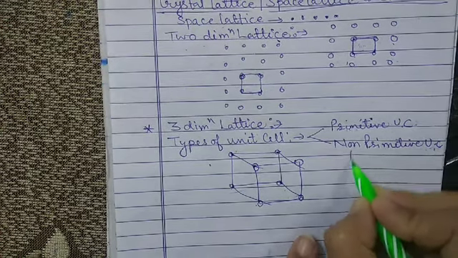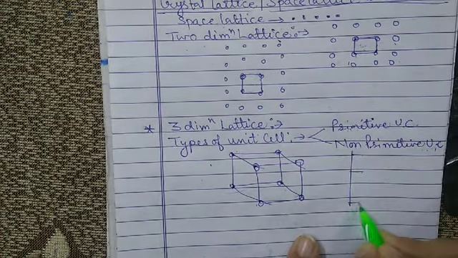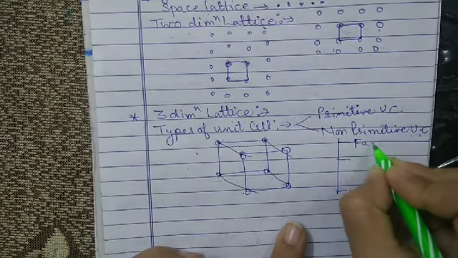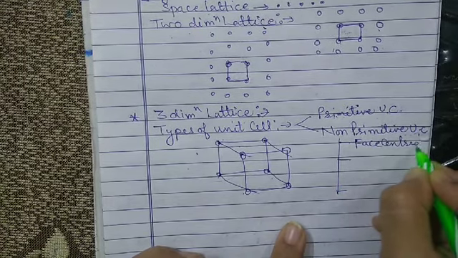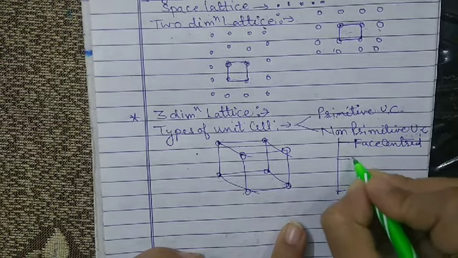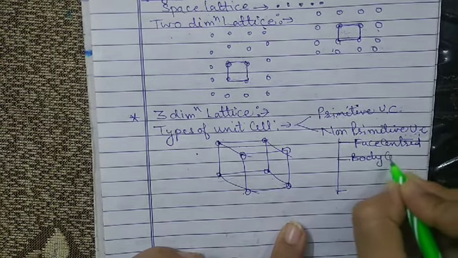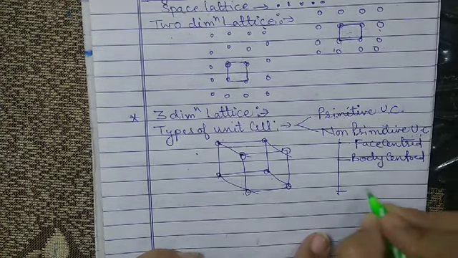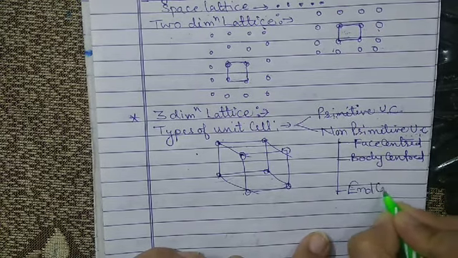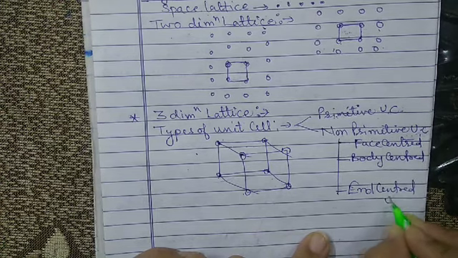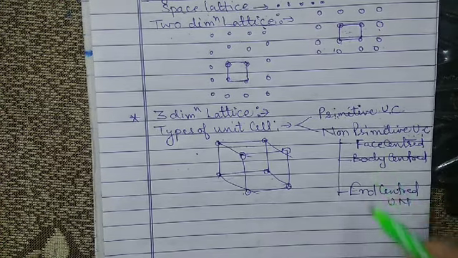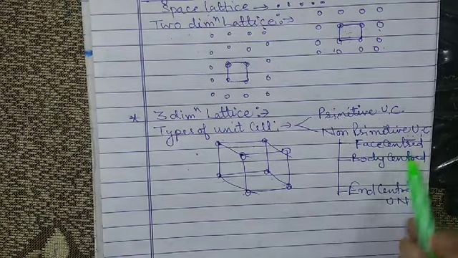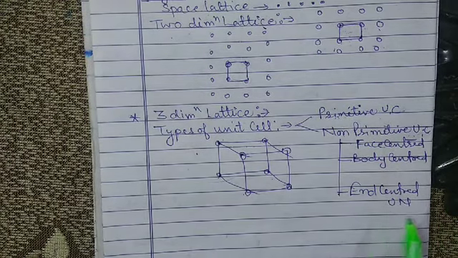Now the non-primitive unit cell is further classified into three categories. The first one is the face-centered unit cell. The second one is the body-centered unit cell, and the third is the end-centered unit cell. So these are the three categories of the non-primitive unit cell: face-centered, body-centered, and end-centered.